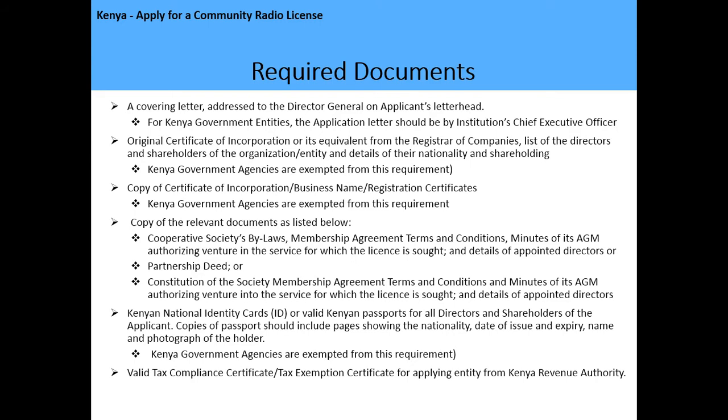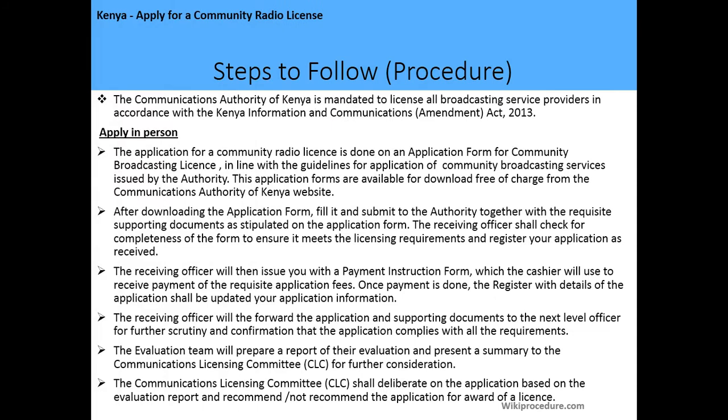Apart from that, you're supposed to present your valid tax compliance certificate or tax exemption certificate for the applying entity, and you can get this from the Kenya Revenue Authority. The procedure is as follows.